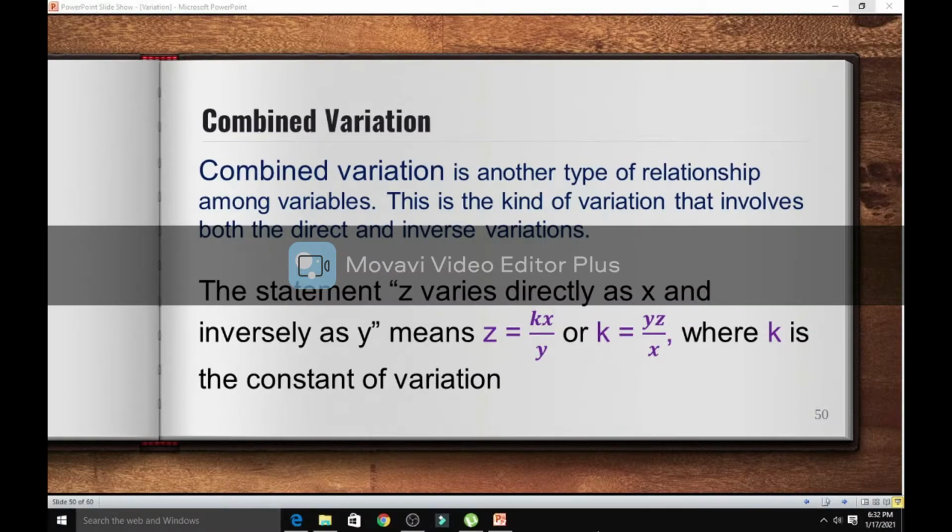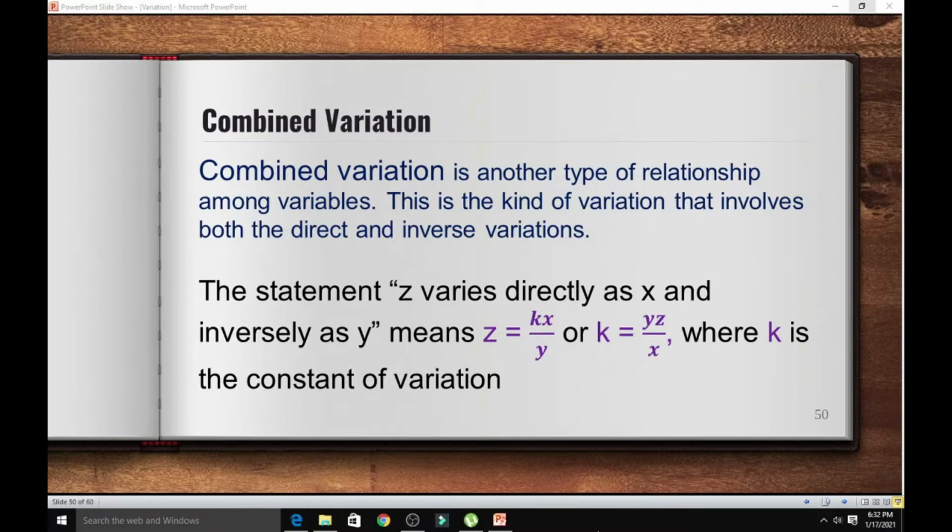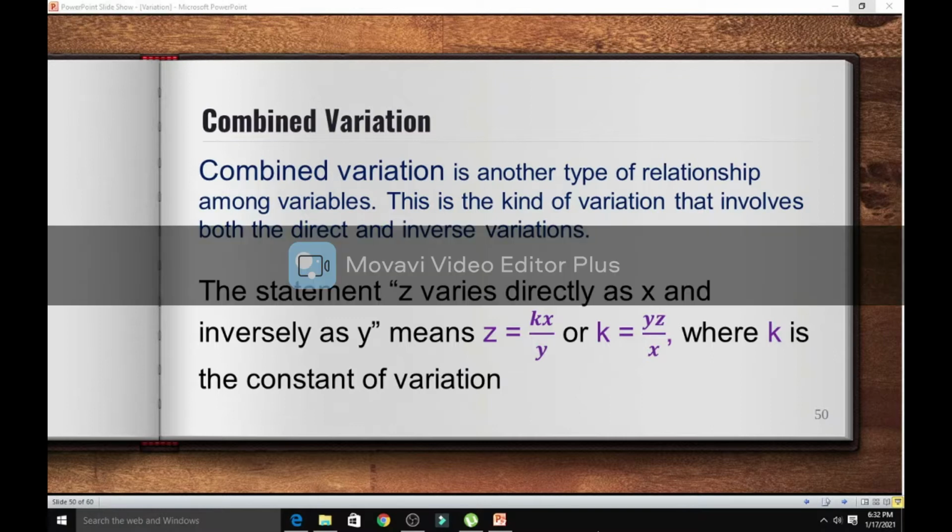The last type of variation is combined variation. Ano po ba yung combined variation? So it is another type of relationship among variables. This is the kind of variation that involves both the direct and inverse variation. So ito ay pinaghalo na direct at saka inverse variation.